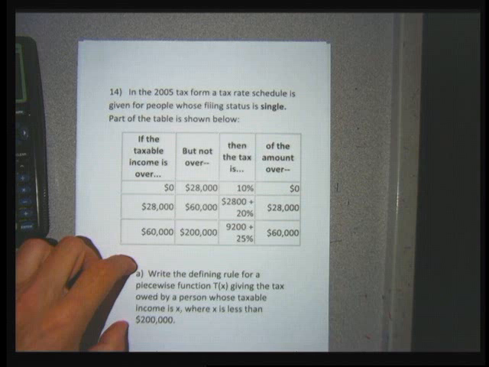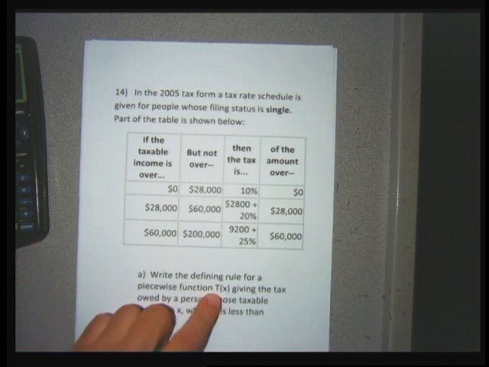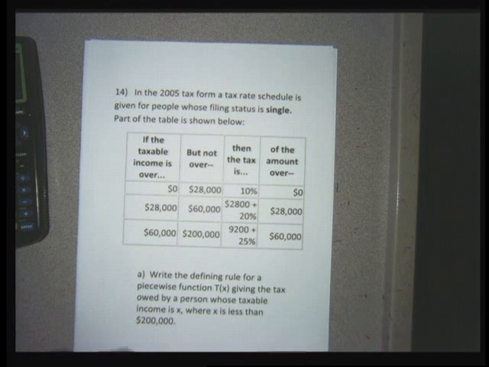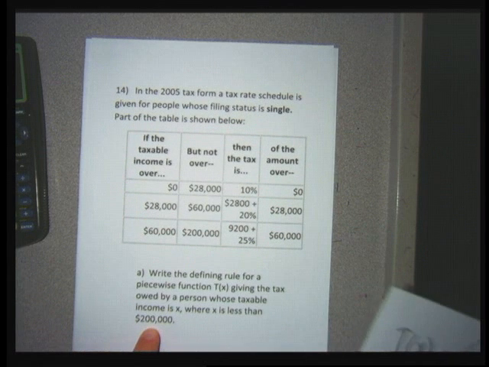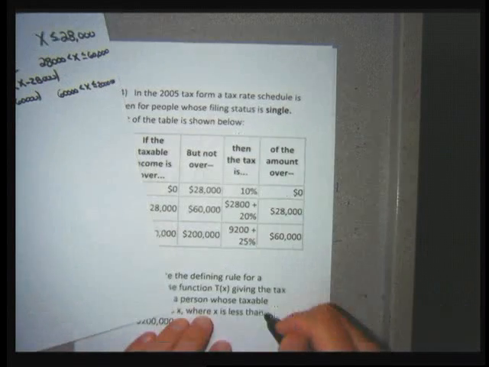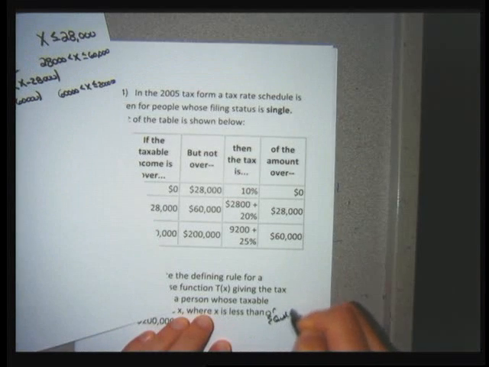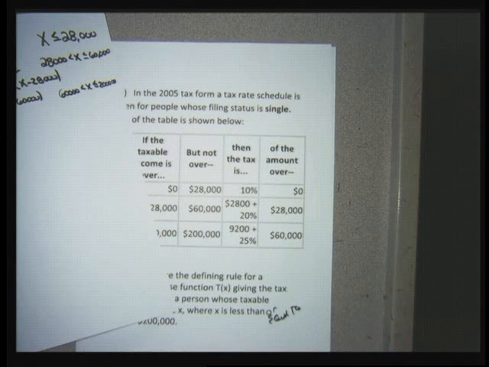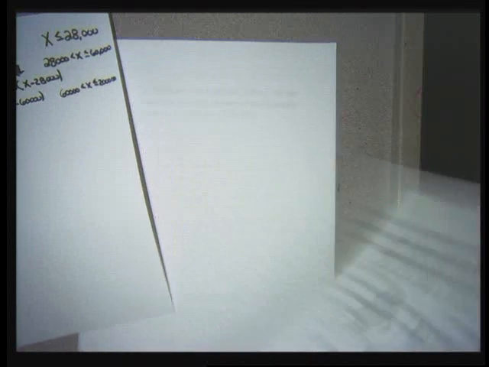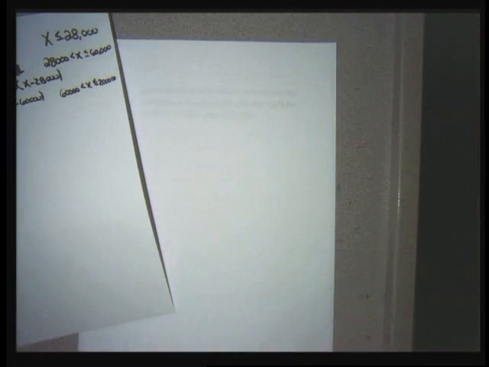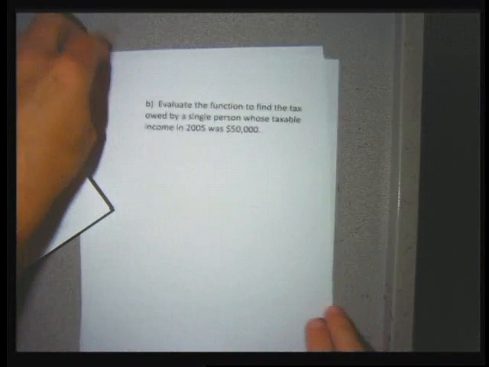Write the defining rule for a piecewise function giving T of X, giving the tax owed by a person whose taxable income is X, where their income is less than, I'll say less than or equal to, I should probably say, yeah, less than or equal to 200,000. Part B just wants me to use this function to figure out a tax. So part B says, if somebody made $50,000, how much tax are they going to pay?